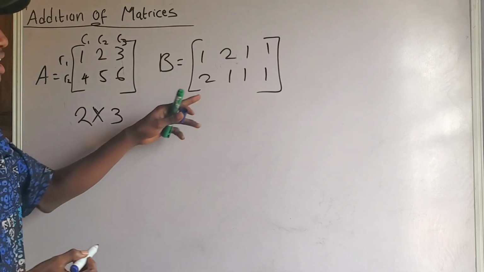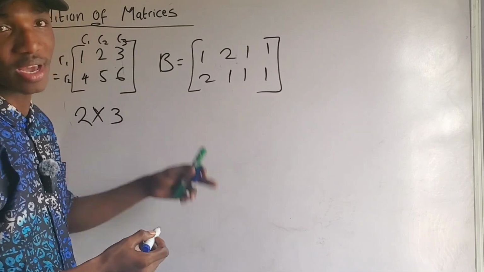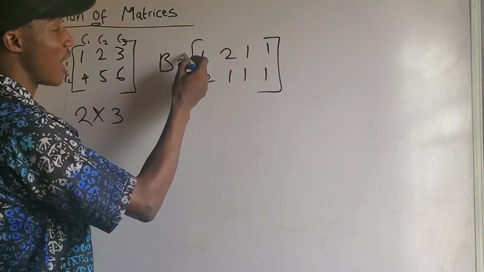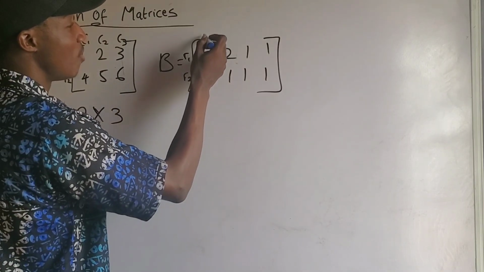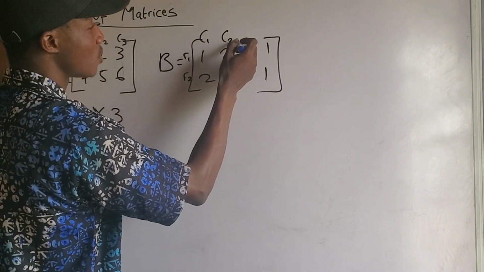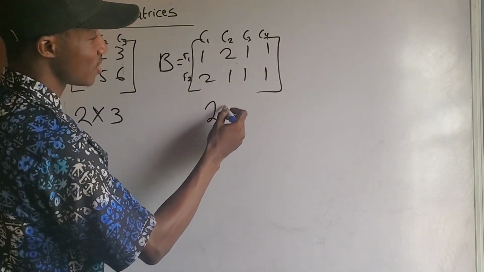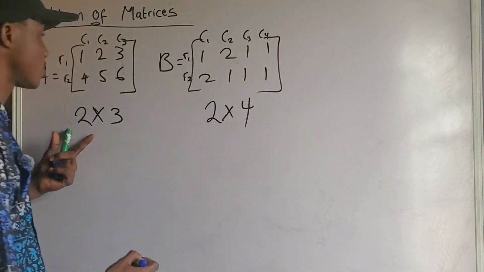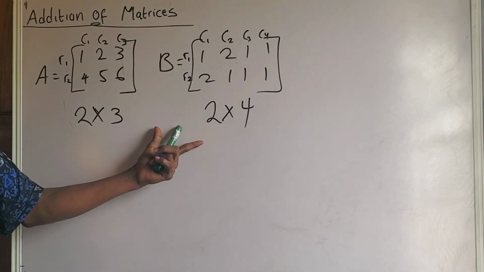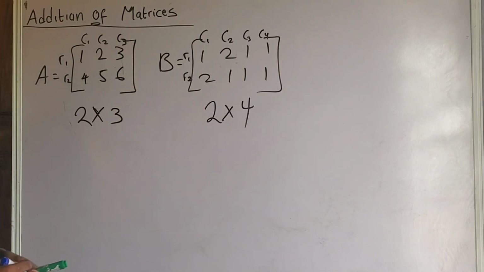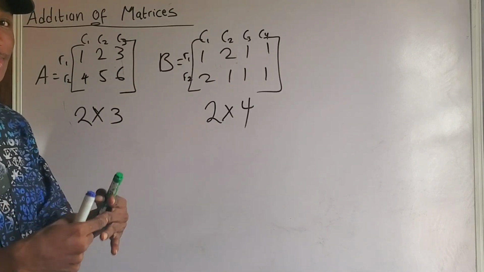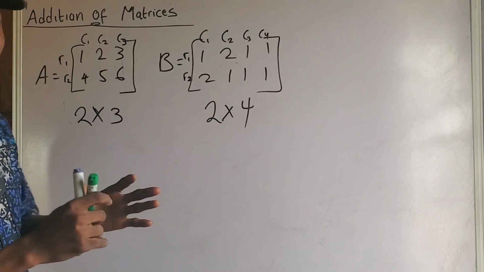While the order of the second matrix is 2 by 4. You understand? It has two rows as well, row 1 and row 2, but the columns are 4. Column 1, column 2, column 3, and column 4. You understand? So the order of this matrix is 2 by 4. So these matrices cannot be added together. Okay? So the only condition under which we can add two matrices together is that they must have the same order.